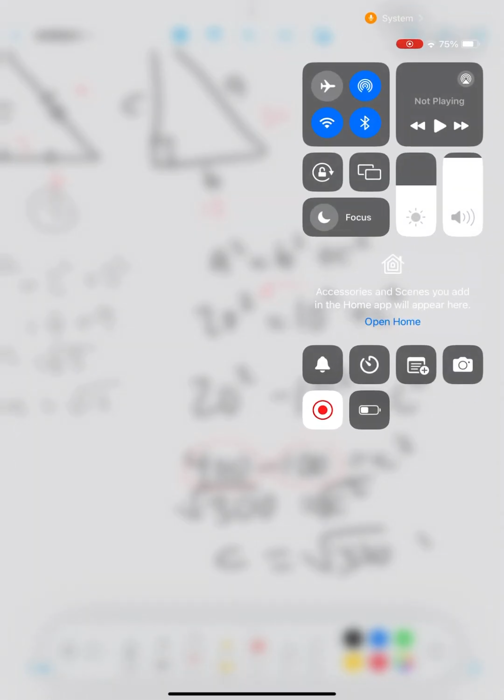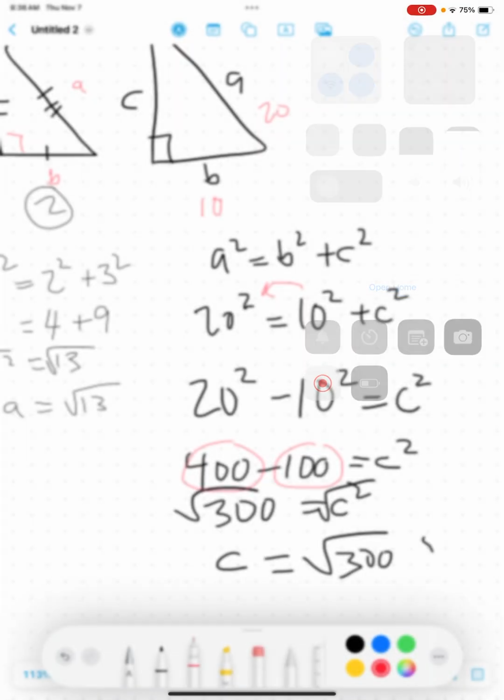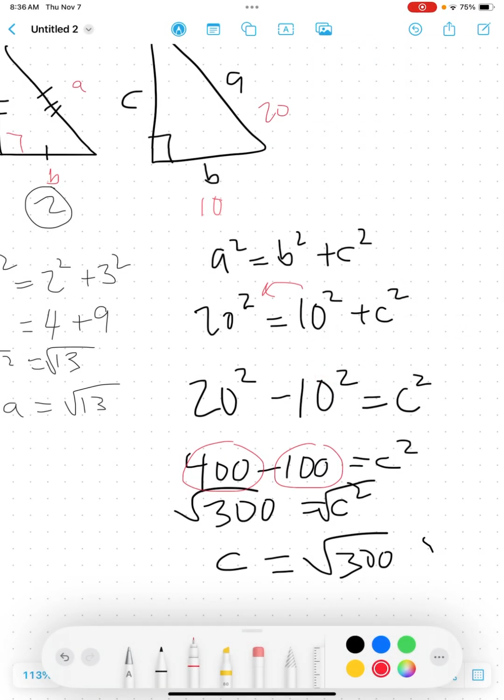Let's use the calculator. Where's my calculator? I don't have it on here right now. Anyway, I'll get it later.